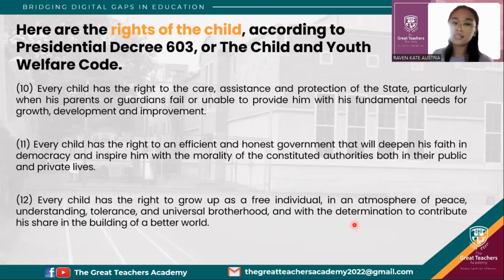Number 12, every child has the right to grow up as a free individual in an atmosphere of peace, understanding, tolerance, and universal brotherhood, and with the determination to contribute his share in the building of a better world. So as simple as we have the right to be free and express our feelings or have this freedom of expression. So those are the rights of the child according to Presidential Decree 603.